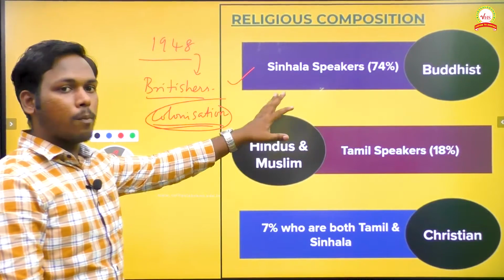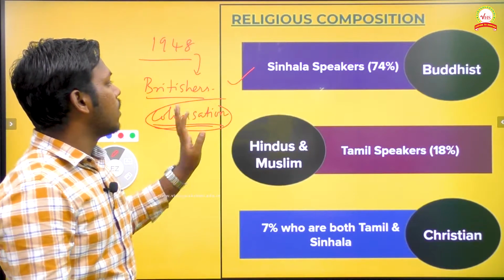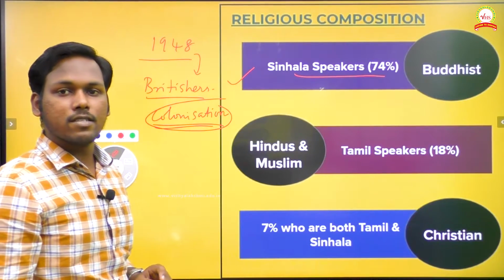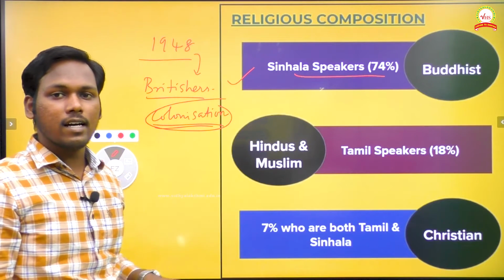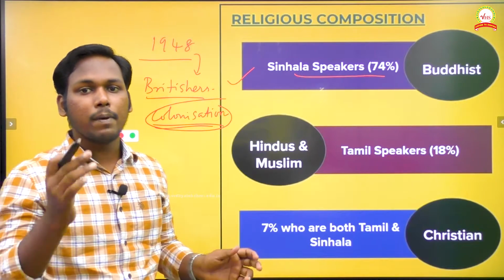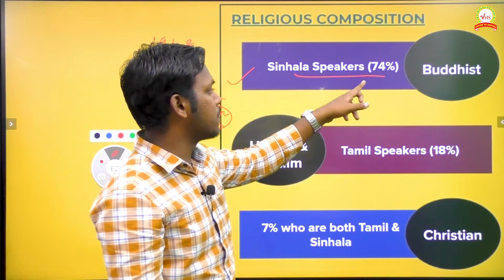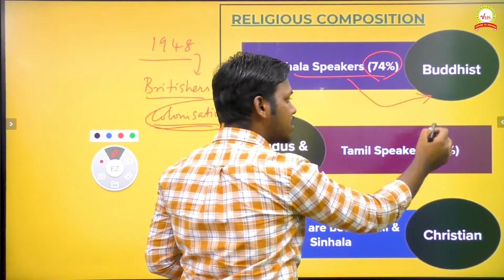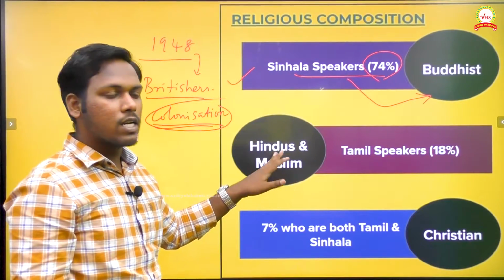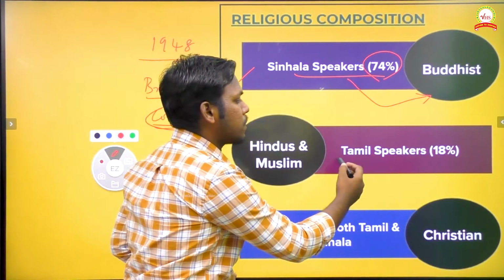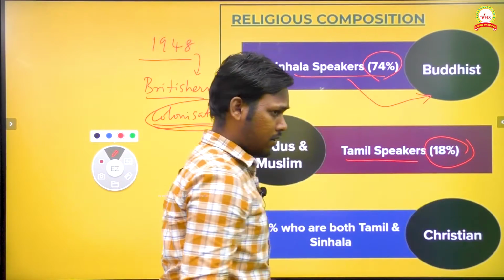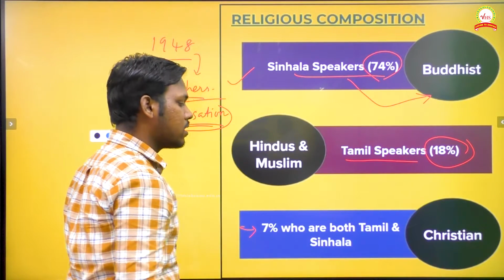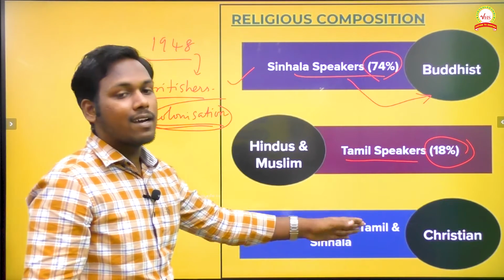In that, we have different complexity, which I will tell you. Sinhala speakers are the majority people in Sri Lanka. Sinhala is a language spoken by many people in Sri Lanka. Sinhala speakers comprise 74%. They are actually Buddhist people. And now Hindus and Muslims, mostly they are all Tamil speakers. Tamil speakers are actually 18%. And 7% are both Tamil and Sinhala speakers, but they are Christians.